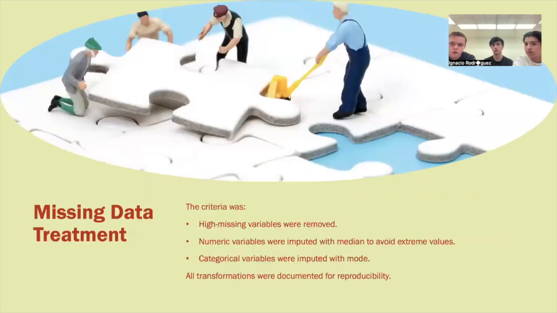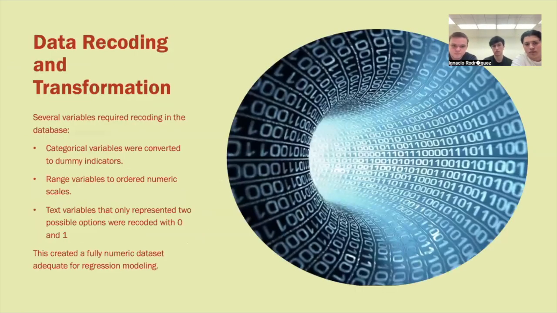After we did that, the treatment we followed for the missing data was that high-missing variables were removed, numeric variables were imputed with the median to avoid extreme values, and categorical values were imputed with the mode. All transformations were documented in the final deliverable for reproducibility.